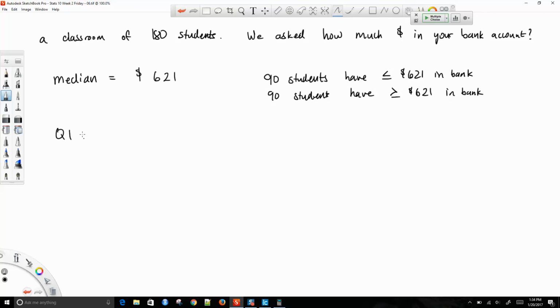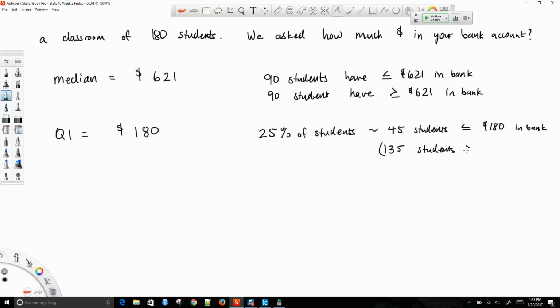Okay, we could further survey and maybe we find out Q1 is, I don't know, 180, okay? And so this means 25% of students, I'm sorry, not 25 students, 25% of students. So in a classroom of 180, this is about 45 students, okay? So 45 students have less than or equal to 180 in the bank, whereas the remaining 135 students have more than 180 in the bank, okay?